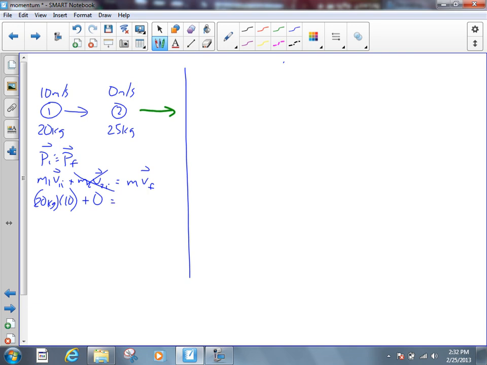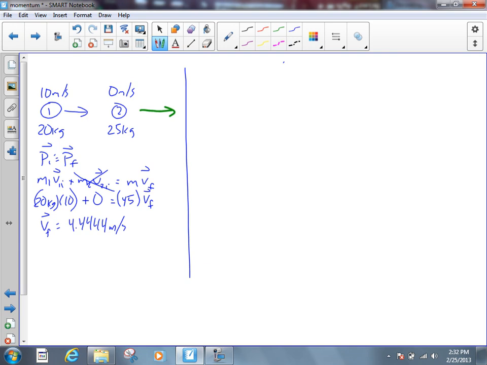What's m over here on the right-hand side? These two objects are sticking together. What's m on the right-hand side? 45 kilograms. vf, we don't know what it is. We're going to find that. Do the math on that, and vf works out to be 4.4444.